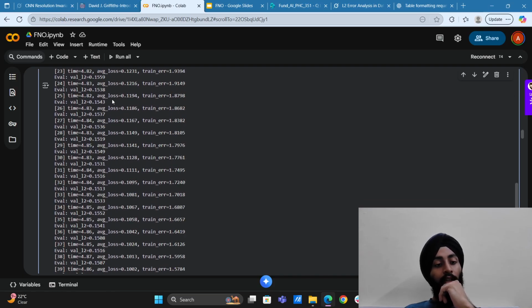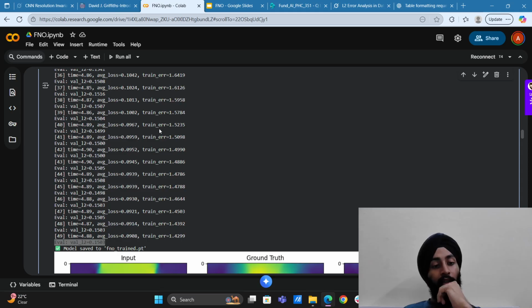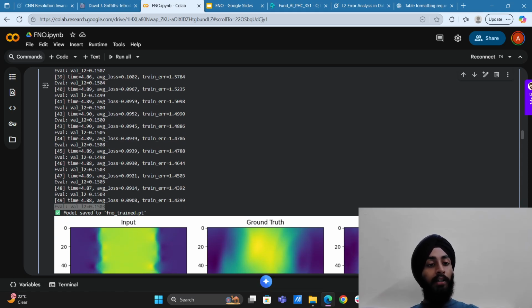As you can see right here, after the training has been done, the relative L2 error that I'm getting is 0.1503, which is quite low.